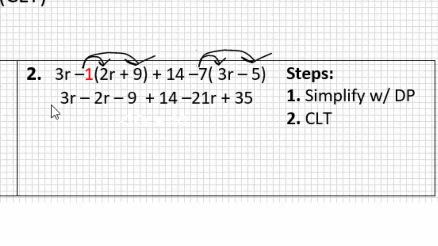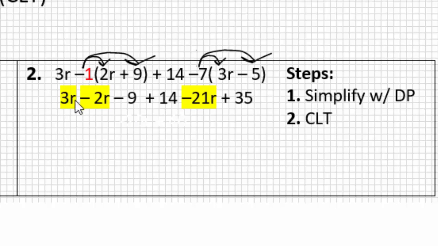So once again, I will pick one of the variable terms, and then I will highlight any of the other terms I see. So let's pick all the r terms. Go ahead and pause the video, highlight or circle all of the r terms. Okay, so this time we have 3 terms that have r in it, positive 3r, negative 2r, and negative 21r. So we're going to combine or add all 3 of these together to see how many we have.